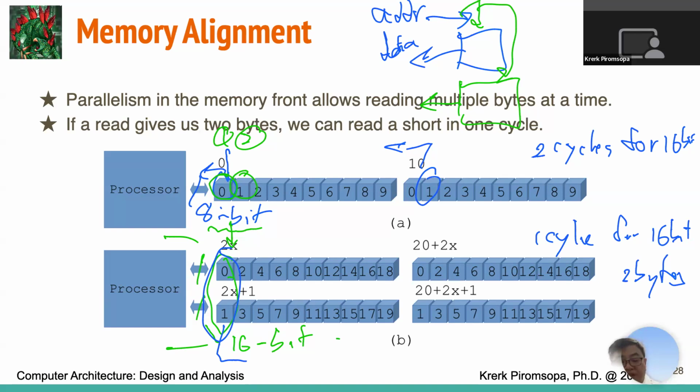So that means if your number is aligned to this, you can read that number within 1 cycle. But if your number is not aligned, that means you need 2 cycles, the first one and the second one, and combine them together. Got my point?